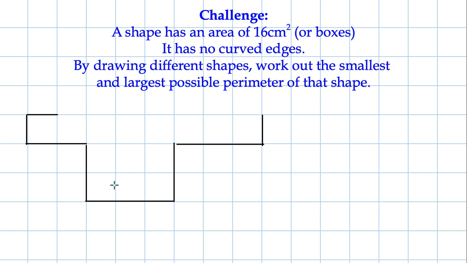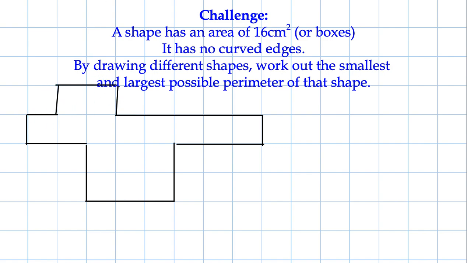1, 2, 3, 4, 5, 6, 7, 8, 9, 10, 11, 12, 13, 14. I can add another 2 up here. So I think roughly that should be 4, 5, 6, 7, 8, 9, 10, 11, 12, 13, 14. That's 16. Area 16.